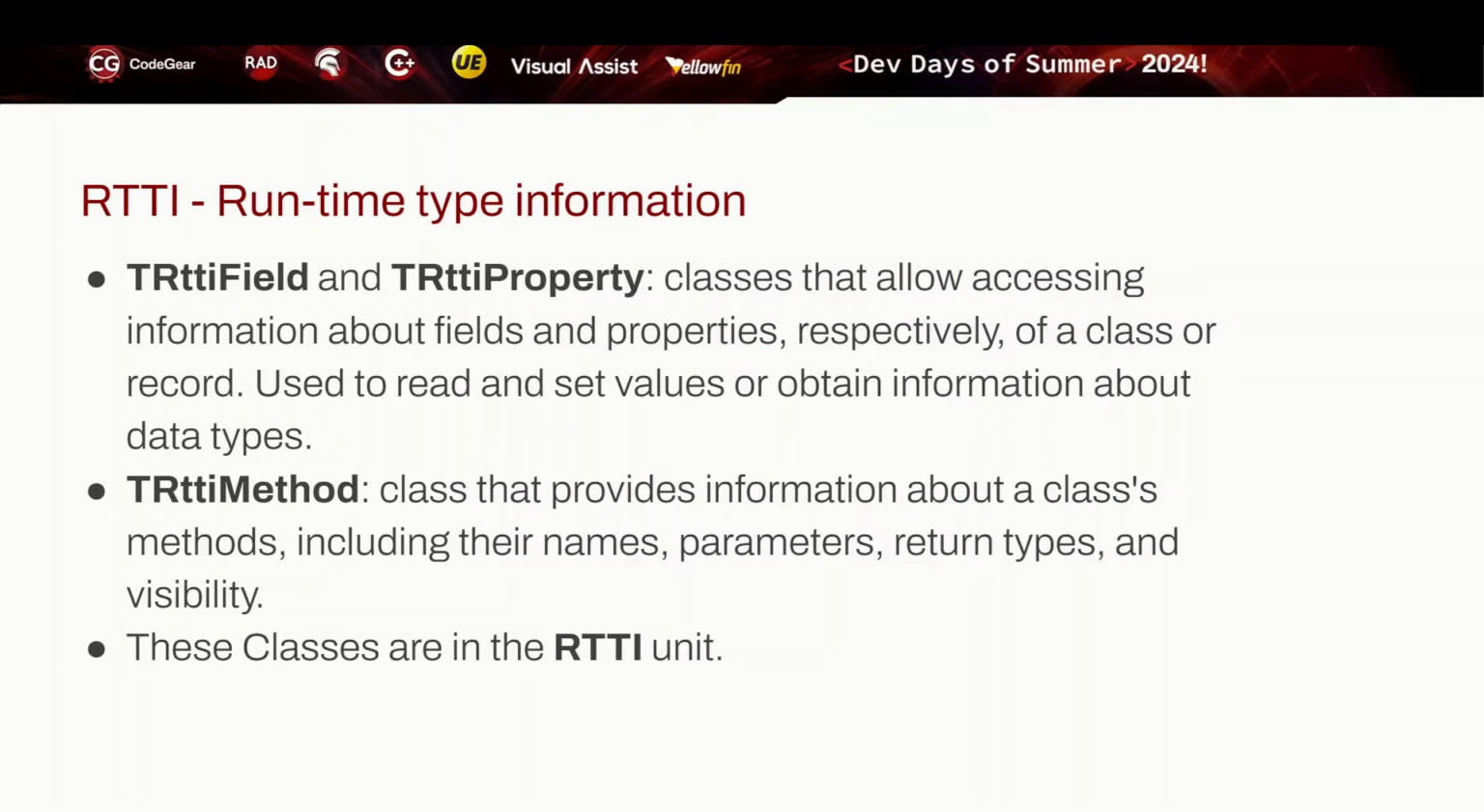Also, we have these two little guys here, the TRttiField and TRttiProperty, two classes that allow you to access information about fields and properties, respectively, of a class or a record, used to read and set values or obtain information about data types. We also have the TRttiMethod, a class that provides information about class methods, including their names, parameters, return types, and visibility. As you can see, we can access a lot of different information. All these classes are in the RTTI unit. So if you need to use RTTI, you're going to need this unit here.